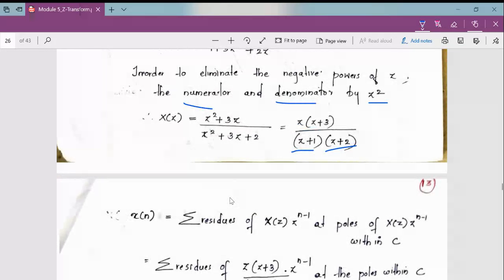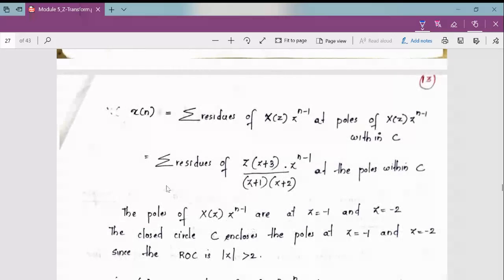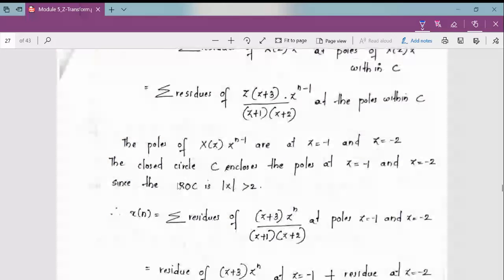Now we apply the residue theorem, that is, the inverse of x of z is x of n, equal to the sum of residues of x of z into z raised to n minus 1 at the poles. Here x of z means z into z plus 3 divided by z plus 1 into z plus 2, into z raised to n minus 1 at the poles. So what are the poles of the given x of z? It is z equal to minus 1 and z equal to minus 2.